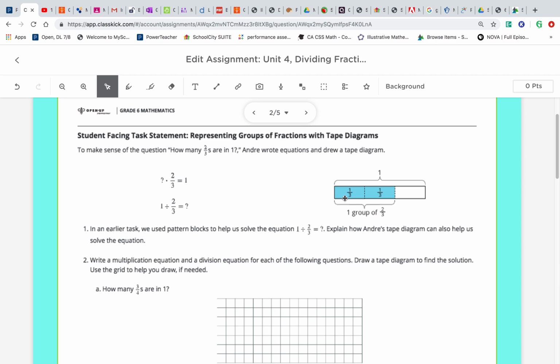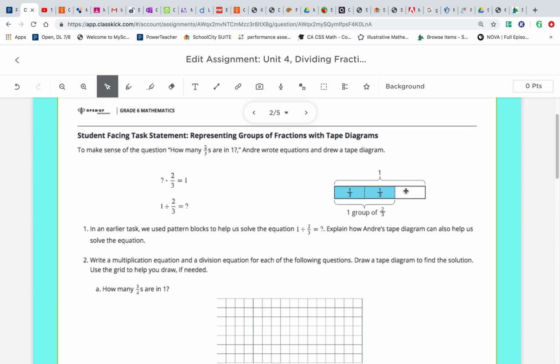All right, so here's the tape diagram. You can see he shows one whole right here. This is the whole thing. And then he's splitting it up into the parts. If he's dividing it up by 2/3, you can see here's the piece 2/3. So that's one group of 2/3. And then if you look at how much is left over, you can see that it's one piece out of the two pieces that make up the group here. So it's 1 out of 2, or 1/2.